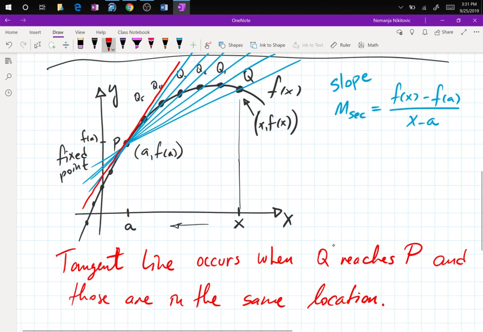What is the problem when point P collides with point Q? There's only one point. But look at the coordinates of those points. What's happening with the x values? One x value is a, the other one is x. And when they become the same point, what's the difference between them? Yes. We have 0 on the bottom. Algebra fails immediately.